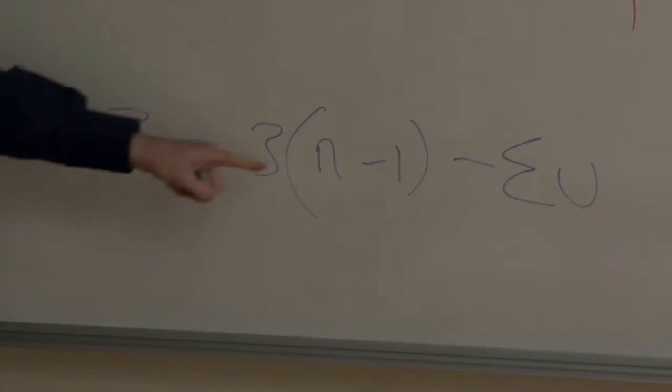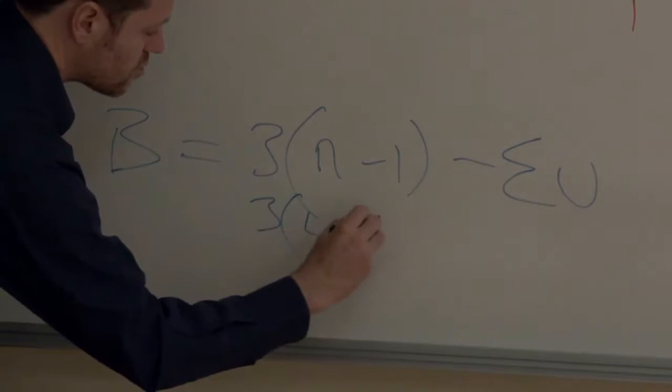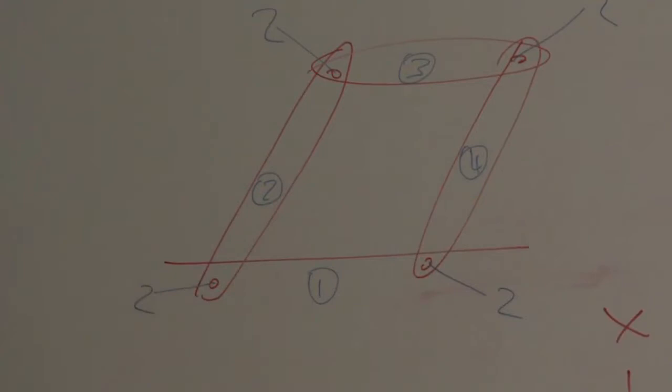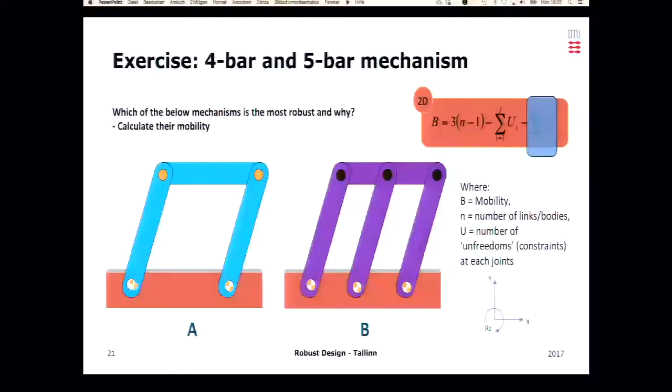So 3 times 4 minus 1. And the number of unfreedoms, well, we've got 2 unfreedoms here, 2 here, 2 here, and 2 here. So how many unfreedoms do we have altogether? 8. So the score is?